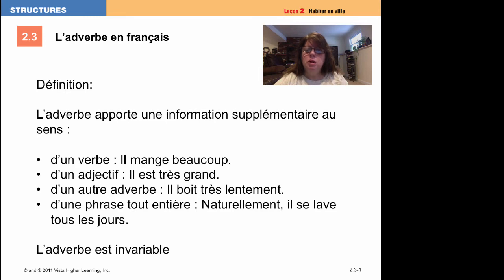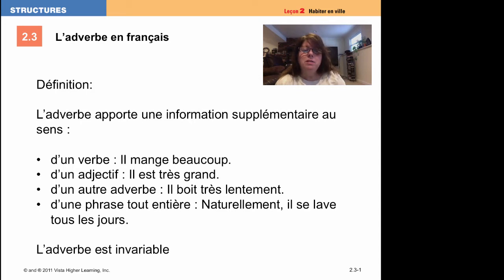Par exemple, il mange beaucoup. Il, c'est un pronom. Mange, c'est un verbe. Beaucoup. Comment est-ce qu'il mange? If we can ask the question how does he eat? In that sentence, beaucoup is the adverb.